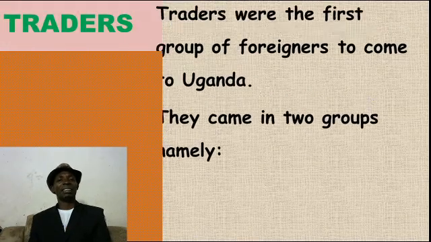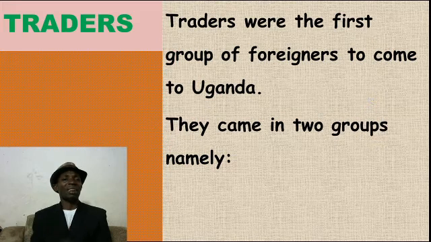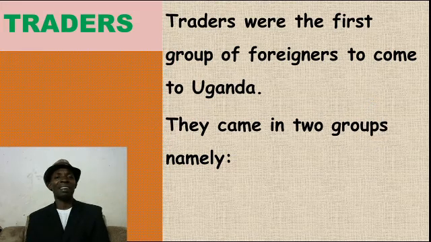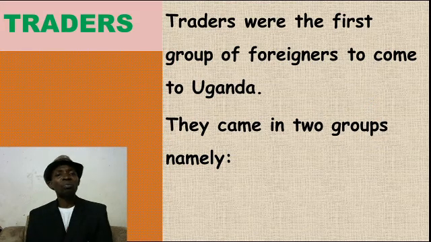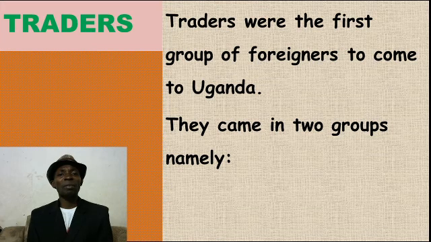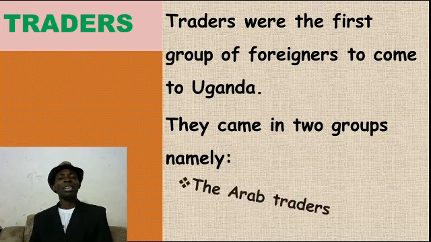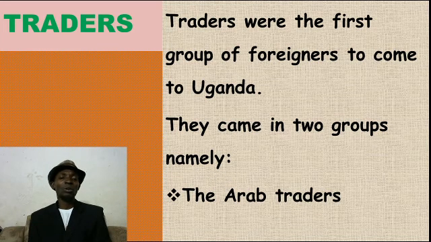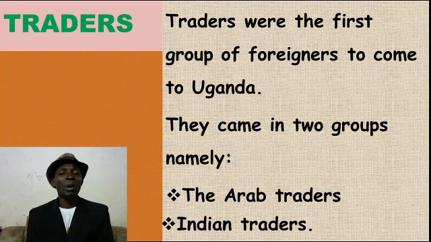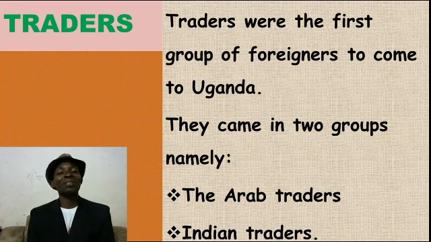Let's look at the traders. You write traders. Skip two lines and write traders. Traders were the first group of foreigners to come to Uganda. They came in two groups. The first group were the Arab traders, and the other group were the Indian traders.